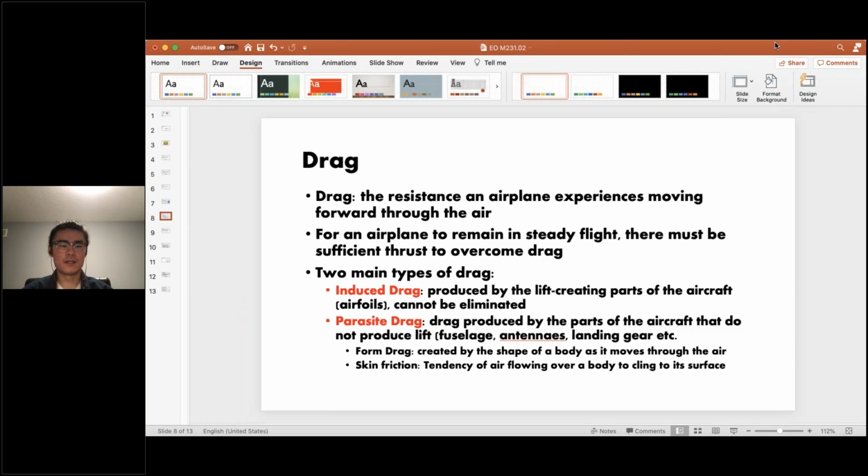So that was about lift, and we will talk about a little bit of drag. Drag is the resistance that an airplane experiences moving forward through the air. For an airplane to remain in steady flight, there must be sufficient thrust to overcome drag. Like I said, it's the same thing.